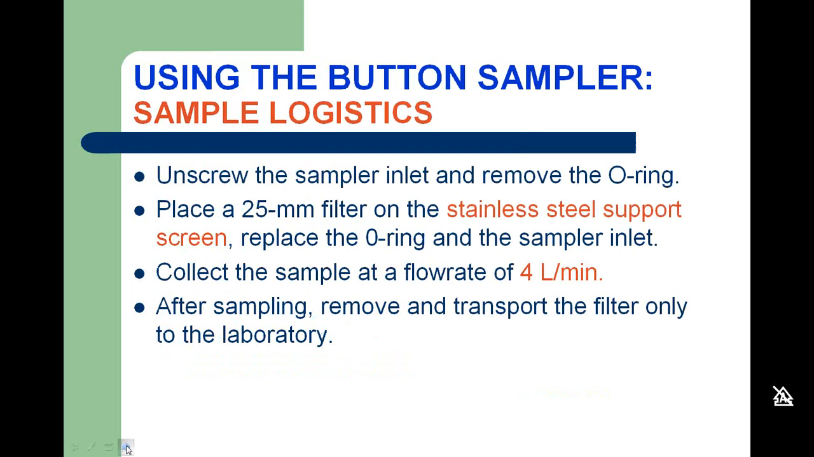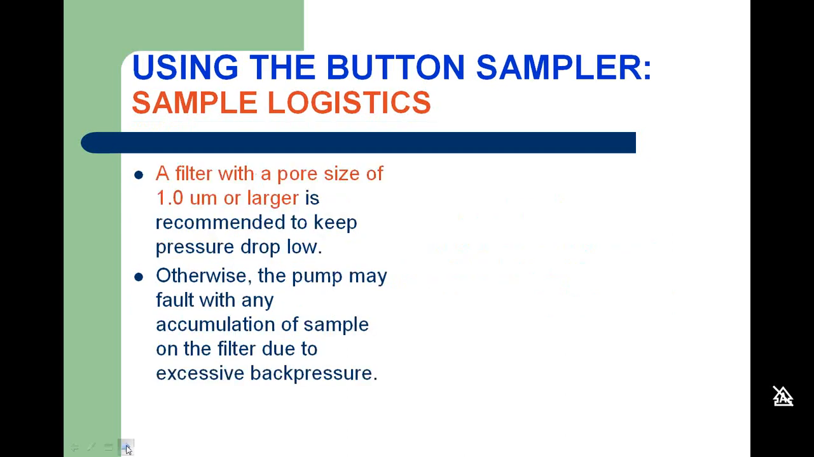Note that there is no cassette with the button sampler. The filter is placed directly onto a stainless steel support screen for sample collection. Note also that the button sampler has a flow rate of 4 liters per minute compared to 2 liters per minute for the IOM. So this enhances the sensitivity of measurement for compounds like beryllium with a very low inhalable TLV.